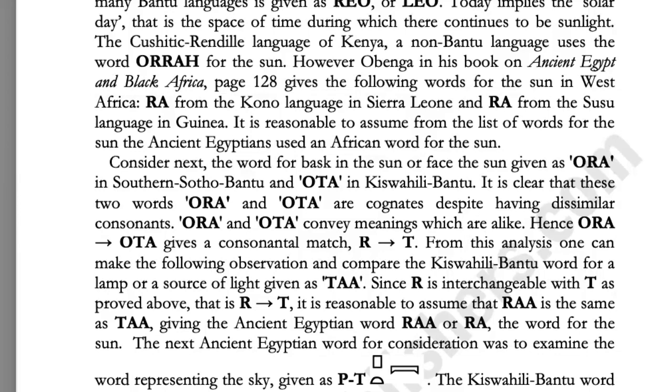Today implies the solar day. That is the space of time during which there continues to be sunlight. The Kushaiti Krendile language of Kenya, a non-Bantu language, uses the word ora for the sun. However, Obenga in his book on ancient Egypt and Black Africa, page 128, gives the following words for the sun in West Africa: Ra from the Kono language in Sierra Leone, and Ra from the Susu language in Guinea.